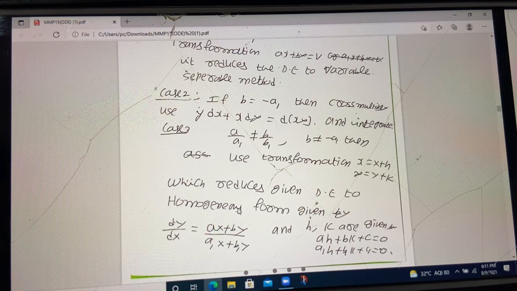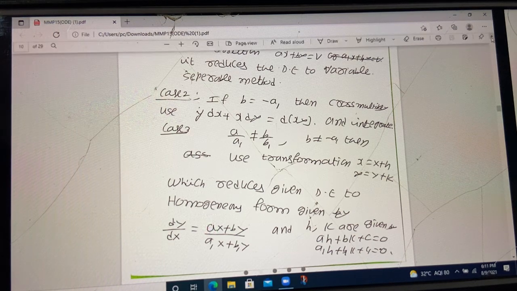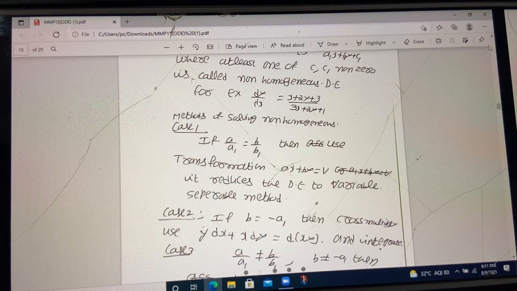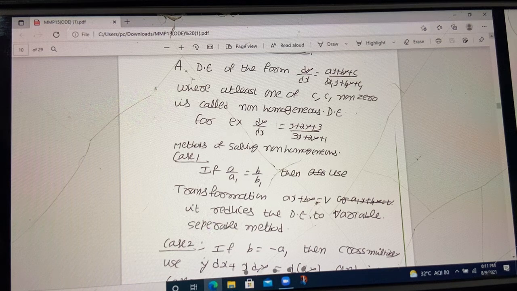What should h and k be to reduce it to this form? How to choose h and k? h and k should be chosen such that ah + bk + c = 0 and a1h + b1k + c1 = 0. Remember this. What are a, b, c? The data in the numerator.